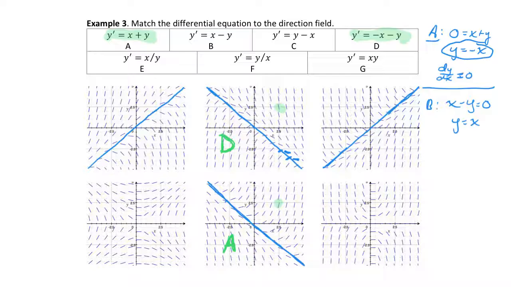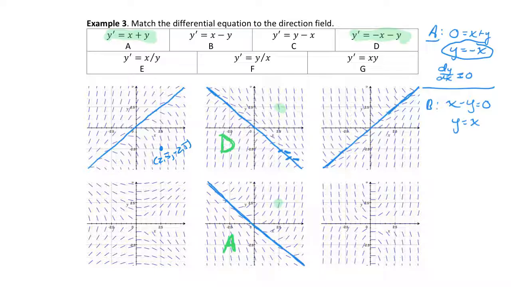Okay? So we can do a similar trick to figure out which one is B in terms of looking at quadrants. In the fourth quadrant, I notice that the slopes are negative for the first graph, and here they're positive. So let's pick an ordered pair. Let's pick the ordered pair 2.5, negative 2.5.